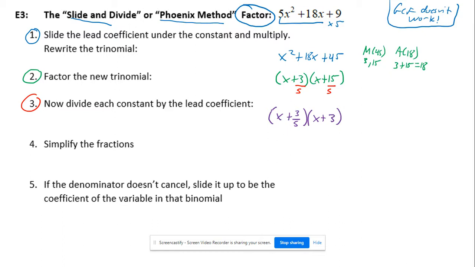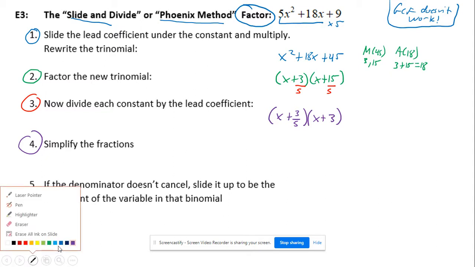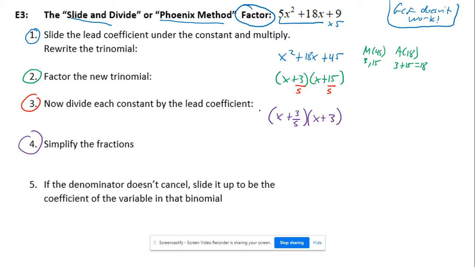Okay, so we're almost done. We did number 4. But here's the problem. I don't like having a fraction in my answer. So my final step is any denominator that doesn't cancel, slide it back up in front of the x.